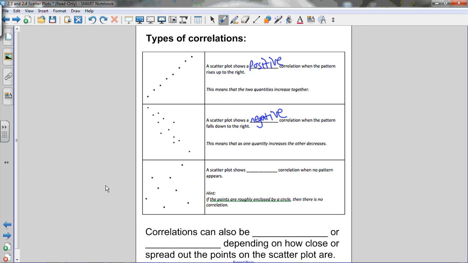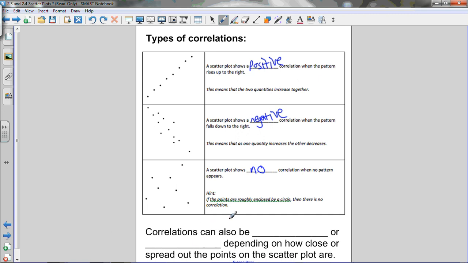Sometimes, if you do a study and collect a bunch of information, you'll see that there's actually no correlation between the variables. If all your points are just spread out, they're not all increasing or all decreasing, they're just kind of everywhere, then you'd say there's no correlation.